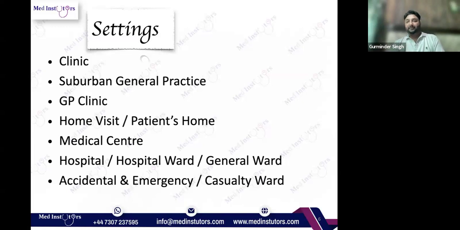Now, next is home visit. In a home visit or patient's home, we are visiting at their home. So there we can use the introduction, for example, good morning. My name is Gurminder, and I'm the registered doctor at this community hospital or in this locality, right? Same with patient's home. Then we have medical center, where we can say in this medical center. Then we have hospital, hospital ward, general ward, then accident and emergency. Sometimes you may find a short form, A&E department, casualty ward. This is how we have different settings in our speaking role play scenarios. Fine. Now let's move to the next part.